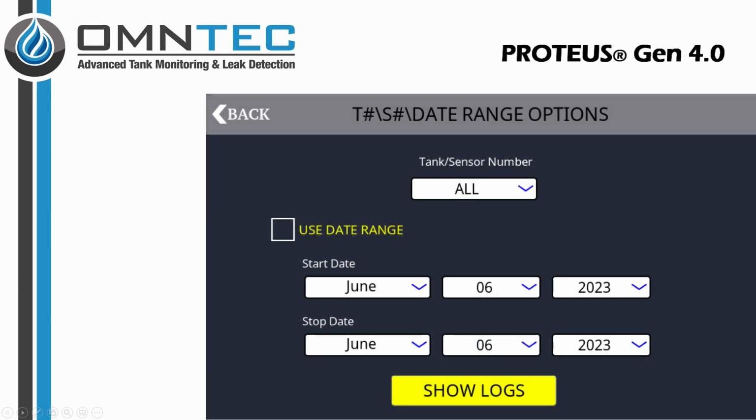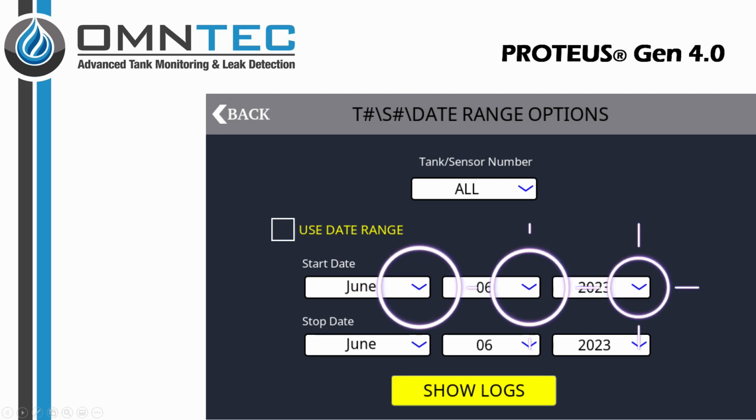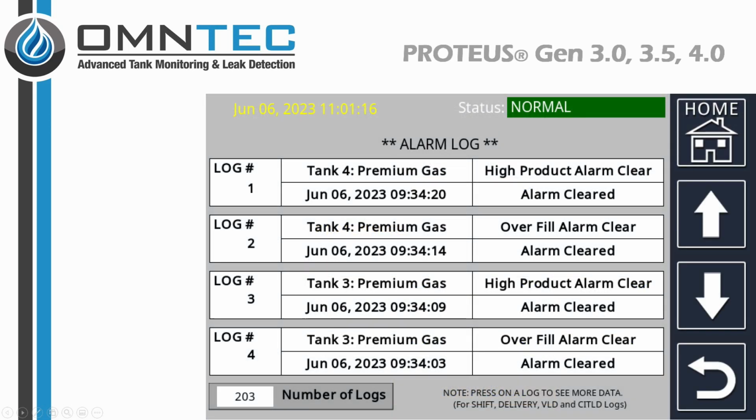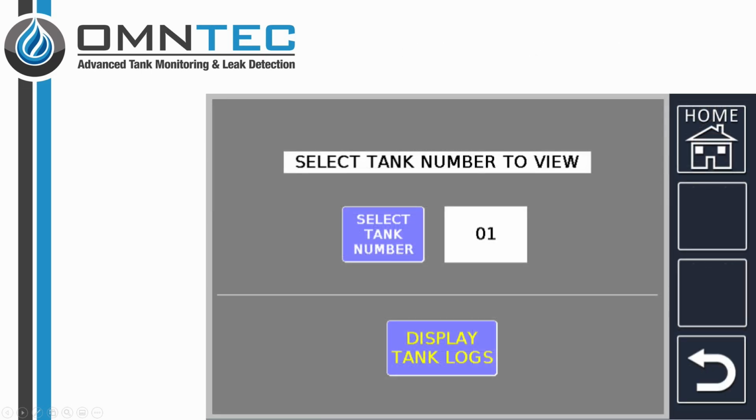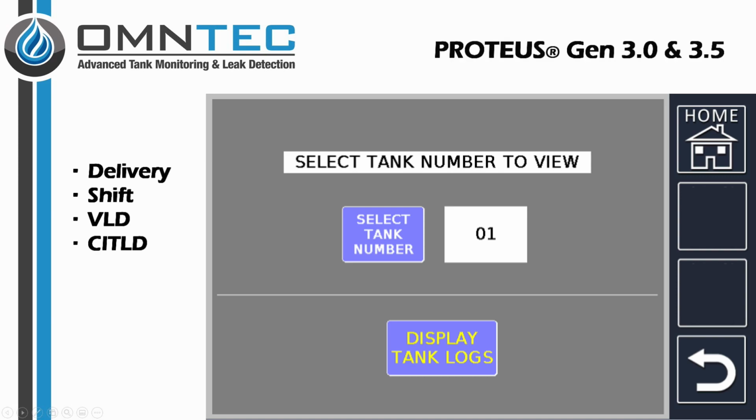On the Gen 4.0 controller, selecting all as the tank sensor number will generate an alarm log based on the total number of probe and sensor boards. All range options provide drop-downs for easier selection. All three generation controllers display the results the same way, with the newest log being shown first. However, on the Gen 4.0 controller, when using the date range option, the results will show the oldest log in that range first.